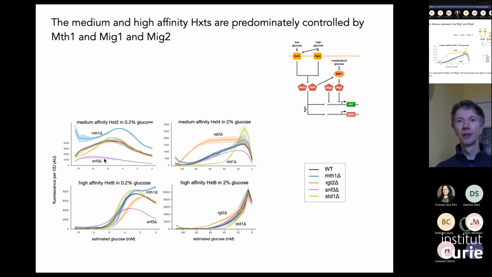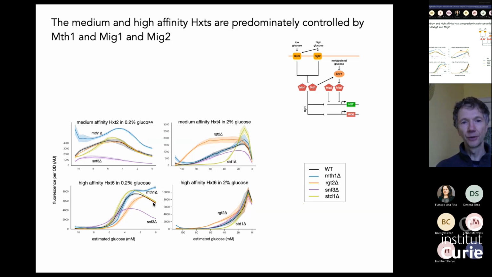So this is the one. What we see in general is that the medium and high affinity ones are controlled by these three repressors. MTH1, I showed this to you already, is where if I delete this, I get much higher expression, but not if I delete STD1. Here's the one with the map where you have the two bracketing it, which shows it must be controlled by MIG1 and MIG2. This is a high affinity hxt, and it has a similar, not as dramatic, but similar behavior. You can see that the orange line is above and the STD1 line is below.